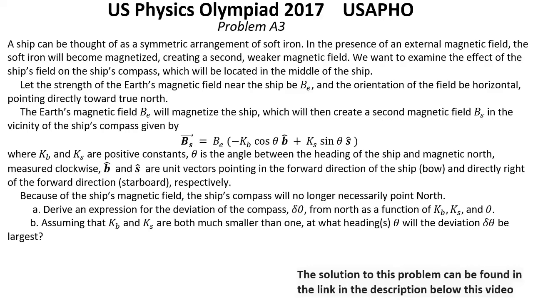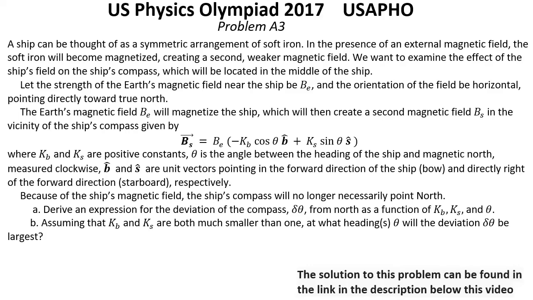Theta is the angle between the heading of the ship and the magnetic north, measured clockwise. Hats B and S are unit vectors pointing in the direction of the ship's bow and directly right of the forward direction, starboard, respectively. Because of the ship's magnetic field, the ship's compass will no longer necessarily point north.